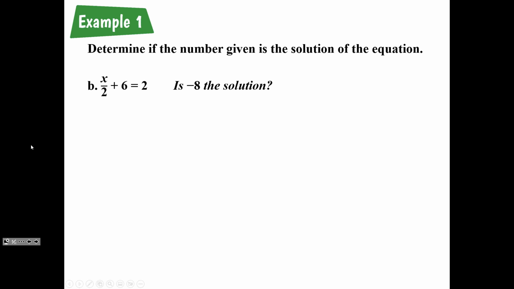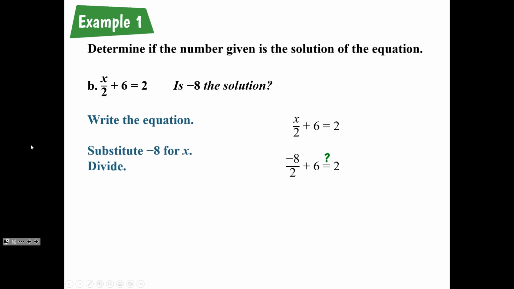Example 1b. It's asking us to determine if the number given is the solution. So we have x over 2 plus 6 equals 2. Is negative 8 the solution? What are we going to be plugging in for x? Negative 8, because it said, is negative 8 the solution? So our first step, we're going to write out the equation. We're going to substitute negative 8 for x. When we do that, we have negative 8 over 2 plus 6 equals 2. When we divide negative 8 by 2, we get negative 4, plus our 6. When we simplify that, we get 2 equals 2. That equation is true, so negative 8 is the solution.